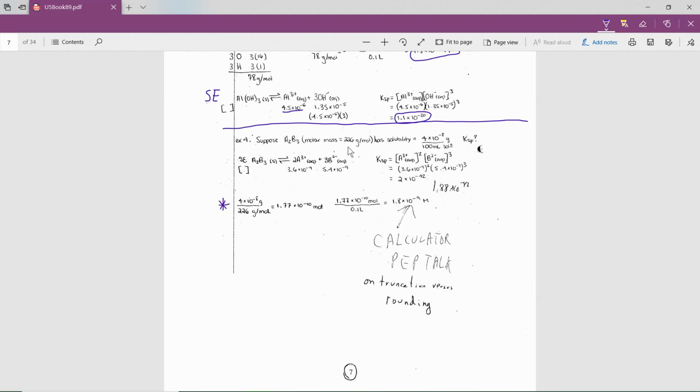Now they give you the molar mass of this mystery ionic compound. So you divide by 226, and then you divide by 0.1, and you get 1.8 by 10 to the minus 9, or 1.77 by 10 to the minus 9. What does it say? Calculator pep talk on truncation versus rounding. What's that all about? If I take my 4 by 10 to the minus 8 divided by 226, I get 1.77 by 10 to the minus 10. Divided by 0.1, 1.77 by 10 to the minus 9, or 1.8 by 10 to the minus 9.